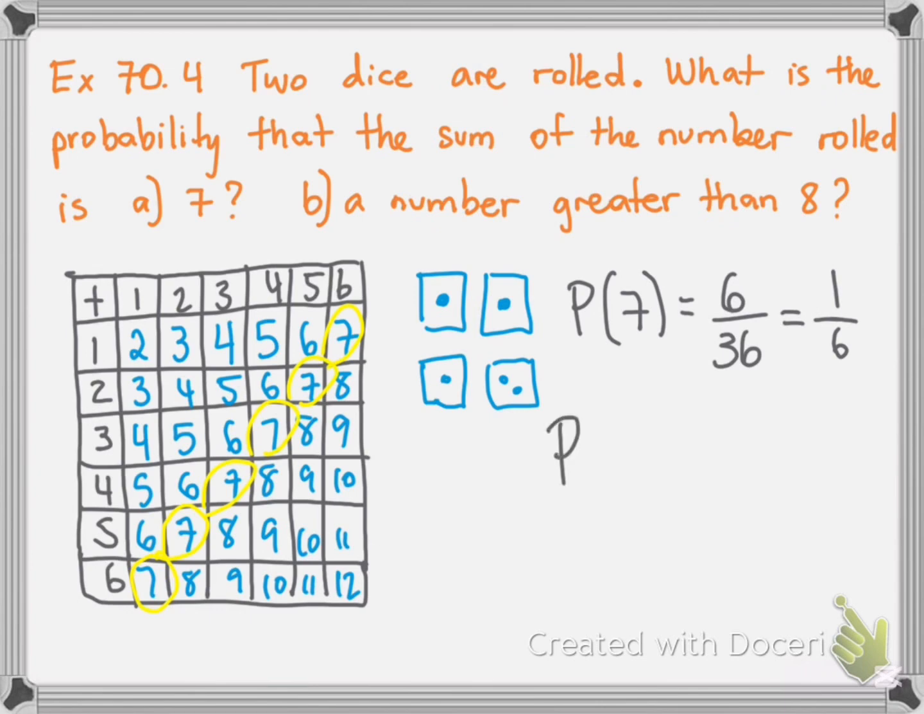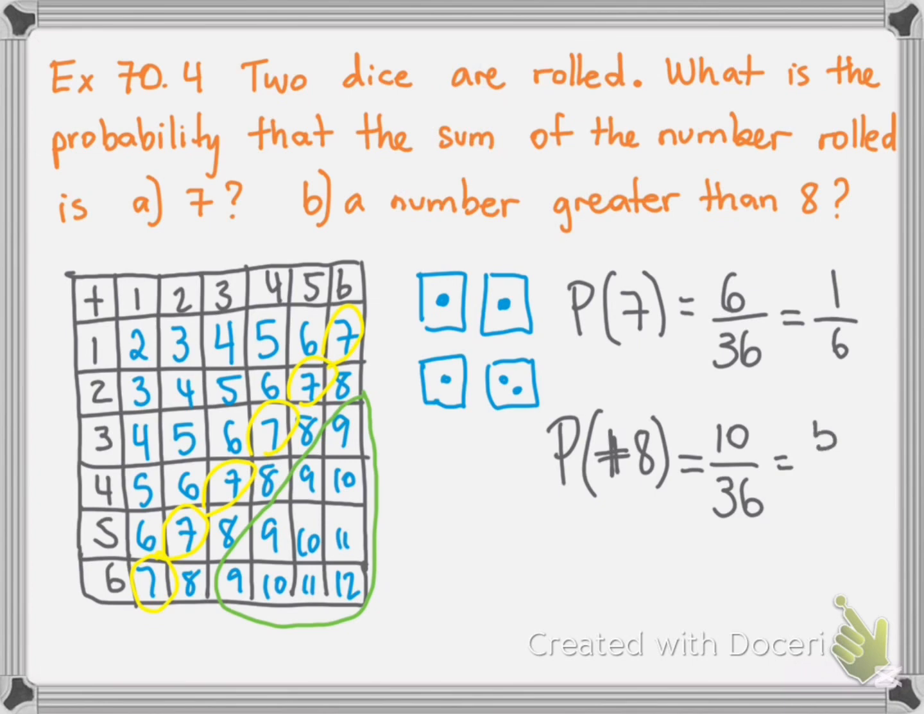Now let's do B. Now we want a number greater than 8. So we want all of the numbers that are greater than 8. So we don't want 8, we just want 9, 10, 11, and 12. So that is 10 over, again, the same total, 36. And if we reduce that, the answer is going to be 5 over 18. And that's it. That is our answer.